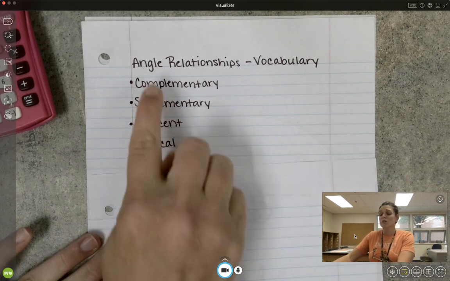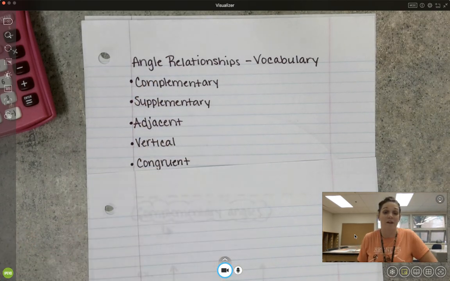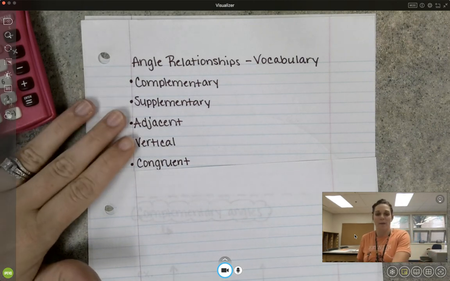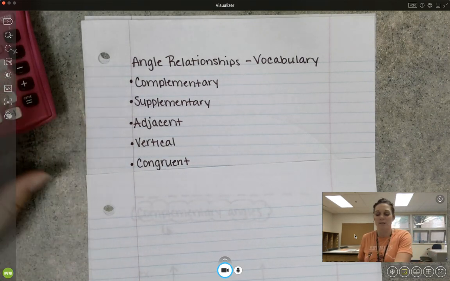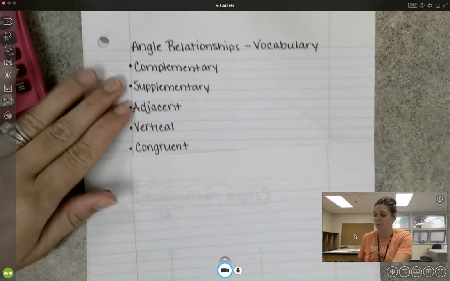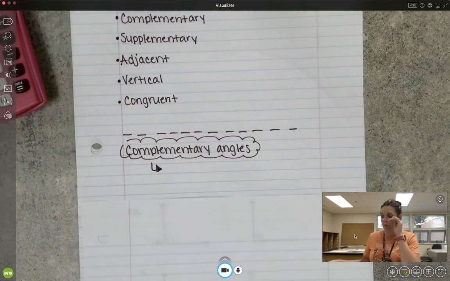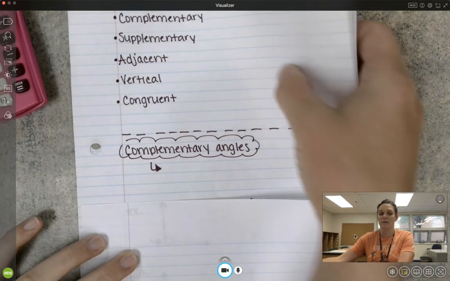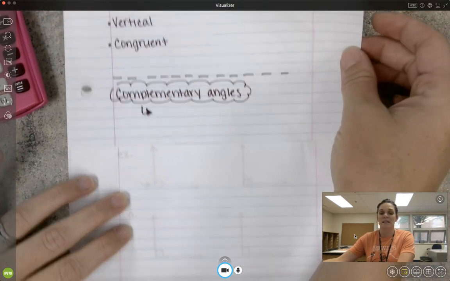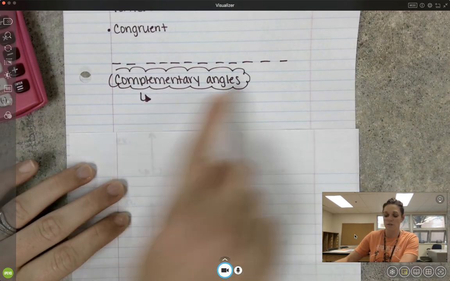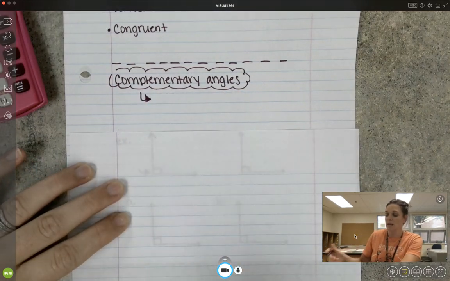We're going to visit all 5 of these in their own rights and take a look at them. Again, if you need more time, please pause. Otherwise, I'm going to move forward. Again, we're going to focus specifically on the vocabulary element of this. Our first focus is the phrasing complementary angles.